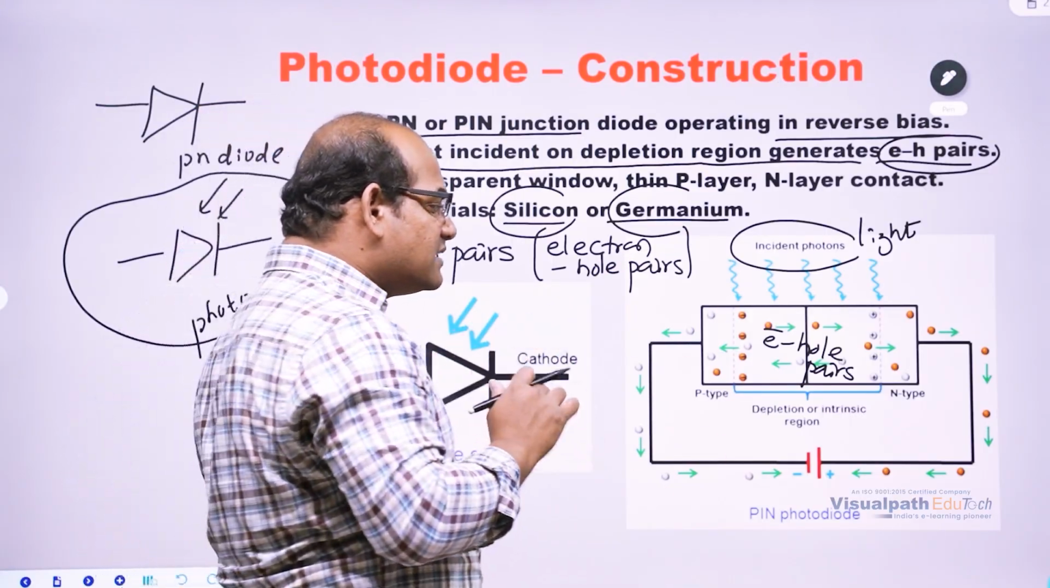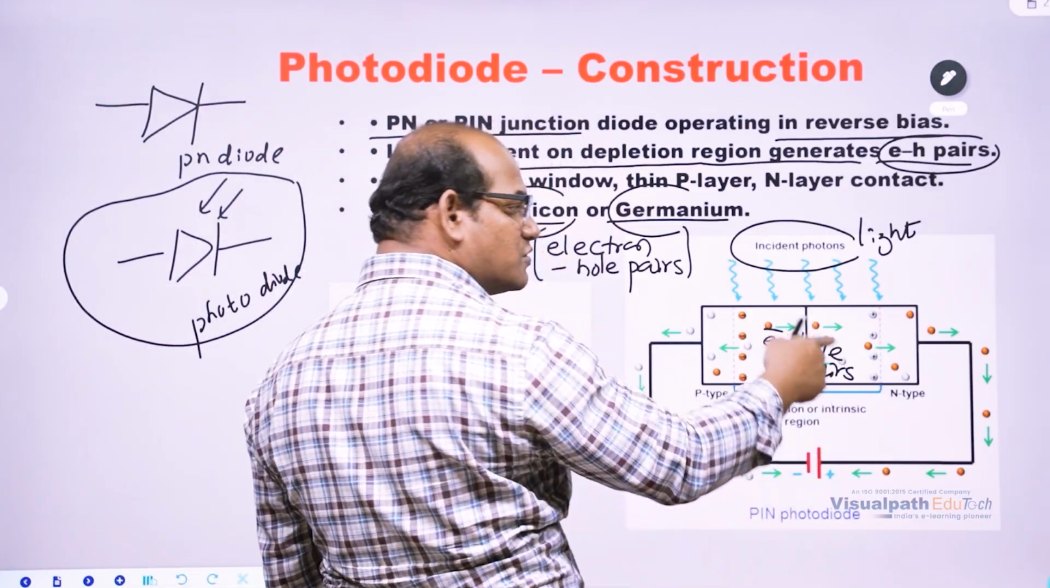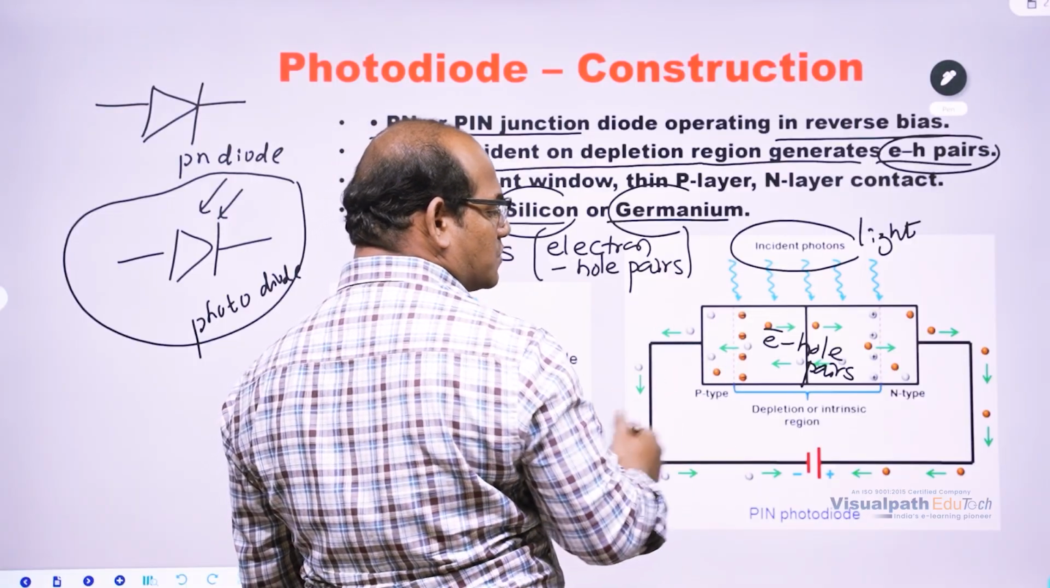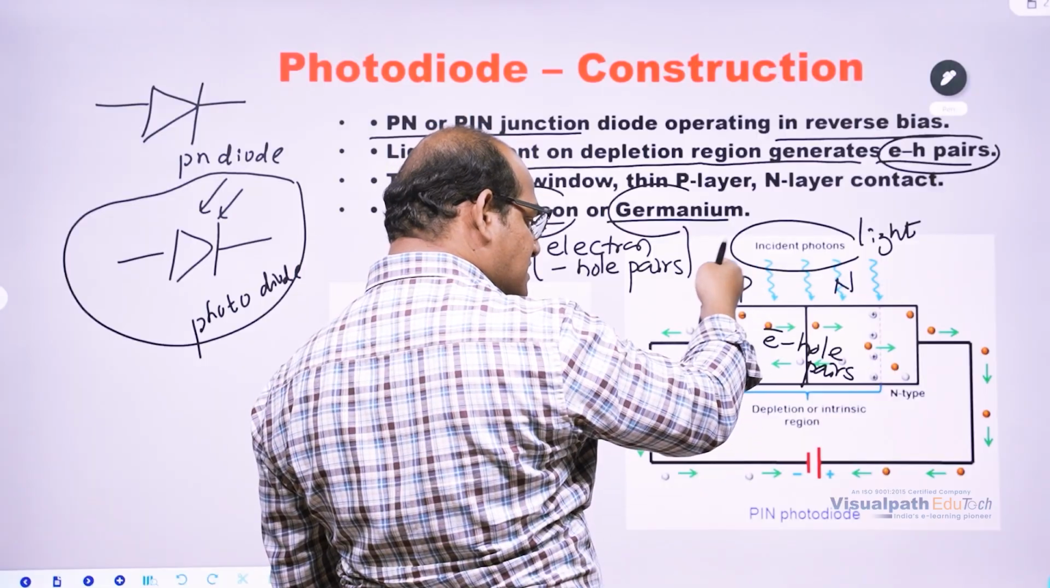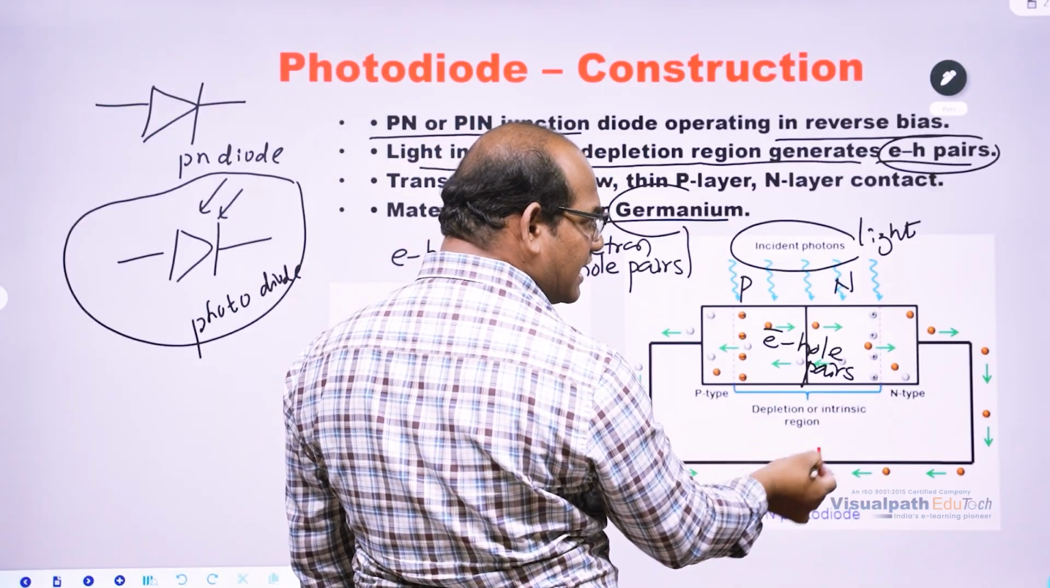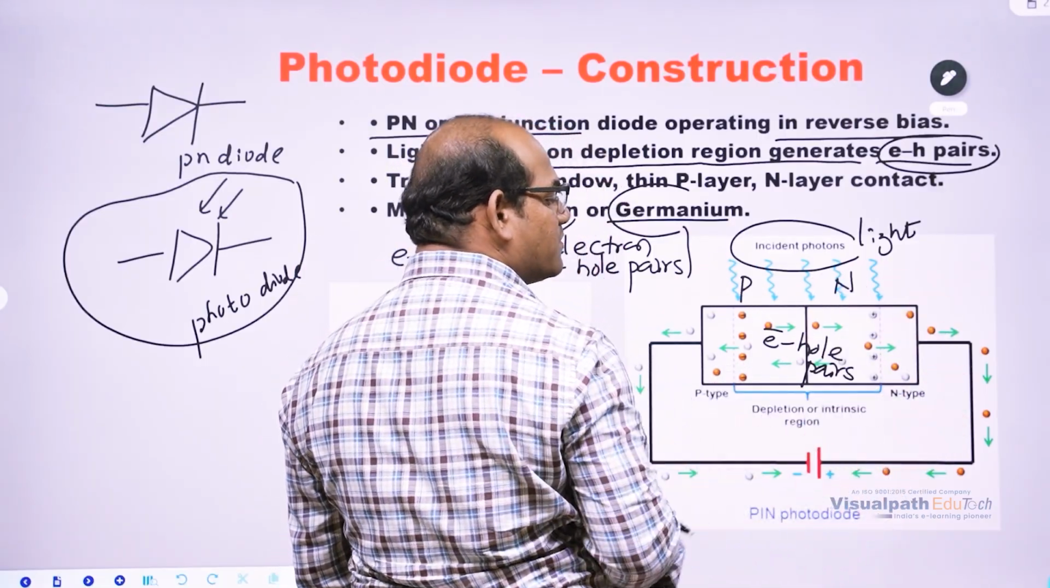So we need to operate this one under the reverse bias only. You can check that in the diagram also. This is P type, this is N type. Reverse bias means P is given to the negative terminal of the battery and N is given to the positive terminal of the battery.